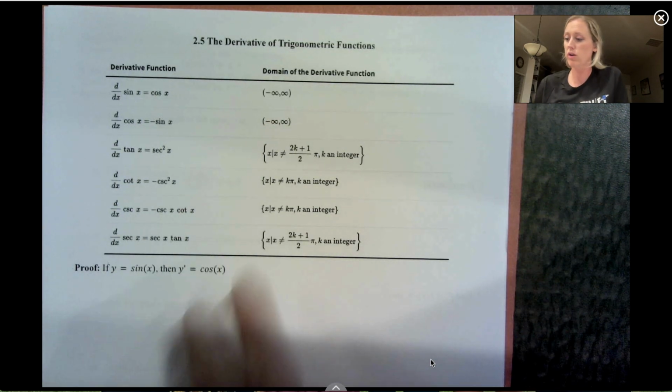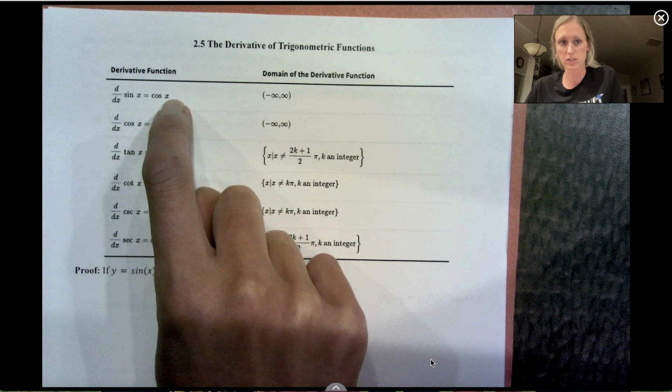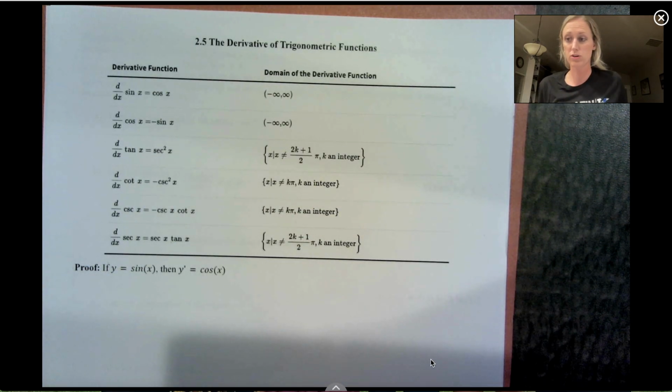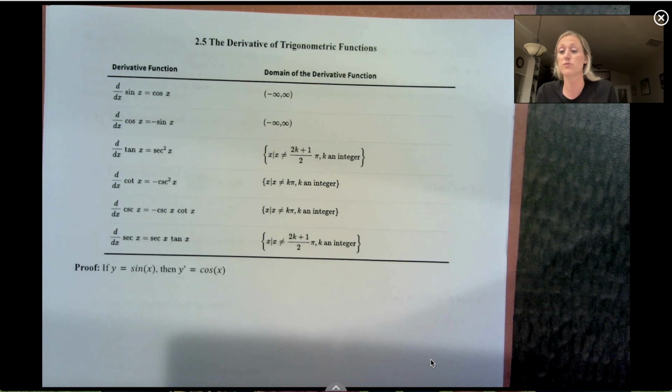The big two that you guys are going to want to memorize are those first two. So the derivative of sine is cosine. The derivative of cosine is negative sine. Okay, so those are going to be the two big ones. Here's some other ones here that we're going to use in practice. Those first two you definitely want to commit to memory.